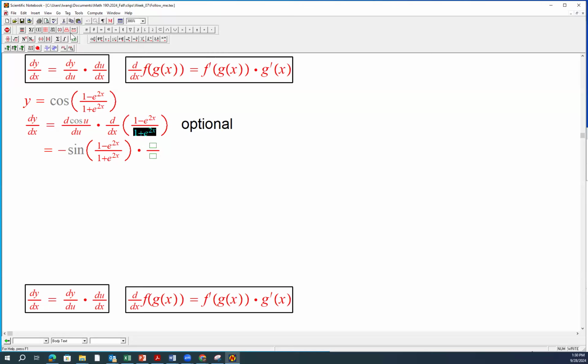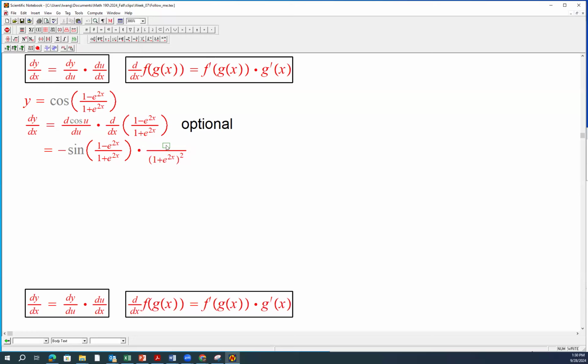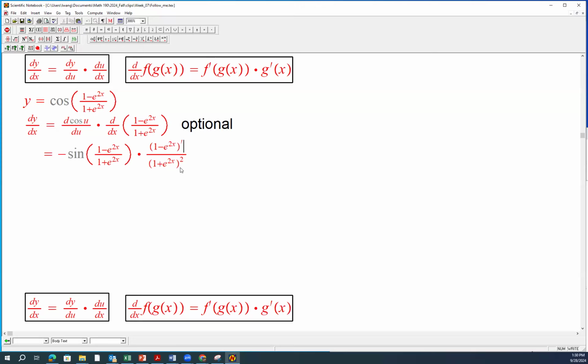So denominator squared, right? Differentiating the numerator, we're differentiating 1 minus e to the power 2x, right? Derivative, multiply the denominator's unchanged. Okay, so I'm setting up the quotient rule. If you don't remember the quotient rule, please bring that card with you.